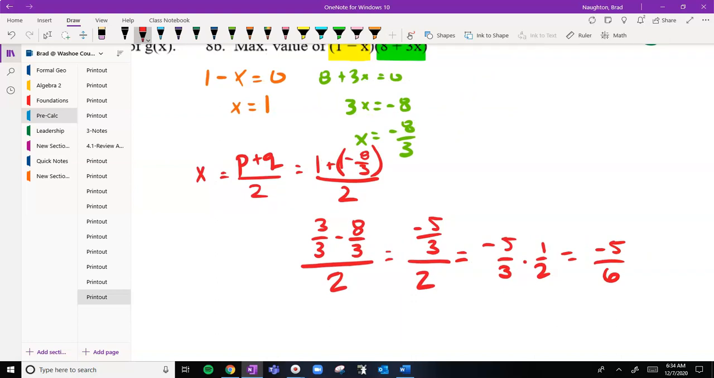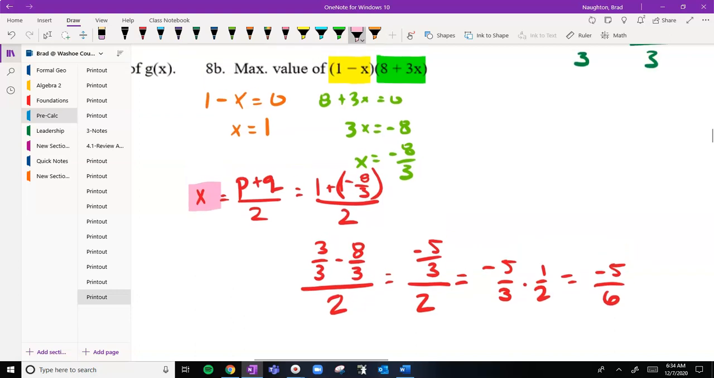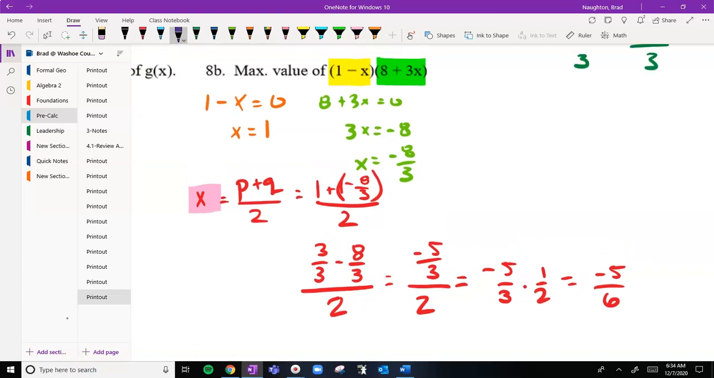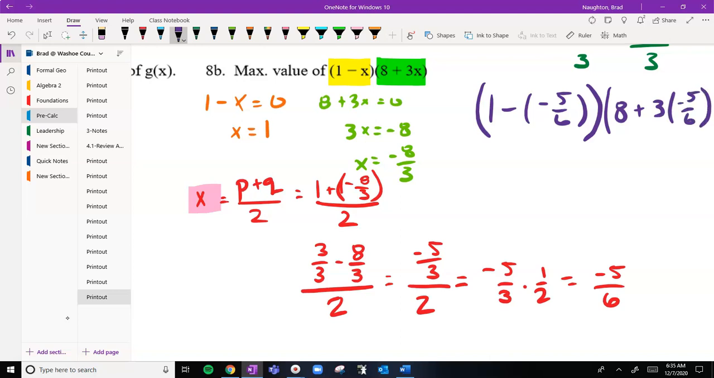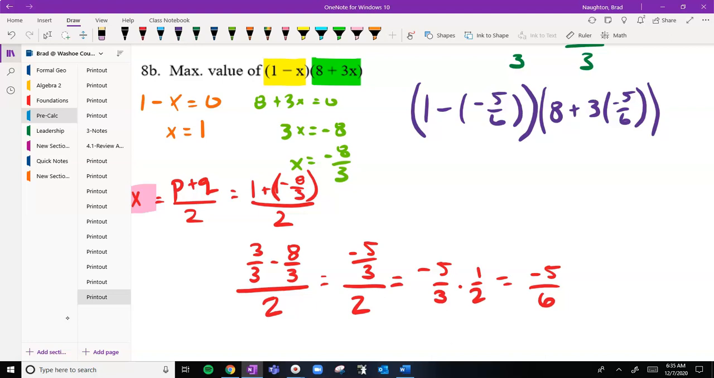All right, so this, again, was all x. Notice that's what we started with. So now I've got to plug it back in to find my y. So 1 minus a negative 5 sixths. And then we're going to have 8 plus 3 times a negative 5 sixths. All right, now I'm going to erase all this just because I want to make sure that I have enough room here.